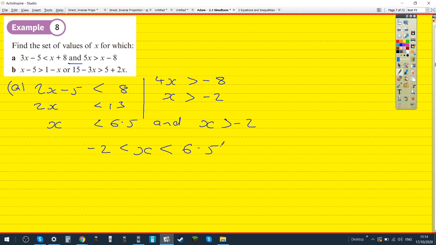The two arrows, if you're putting the two together, they both point to the left. Can they point any other direction? You could point them both to the right, but then you'd have to put the smaller number on the right and the bigger number on the left. And so it's easier to just keep it to the left. So basically x is less than 6.5 and greater than minus 2, and so x is between minus 2 and 6.5.